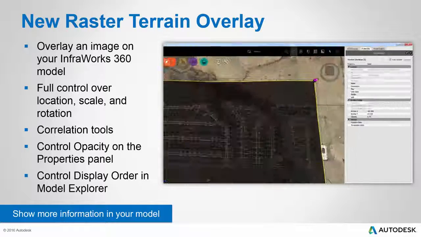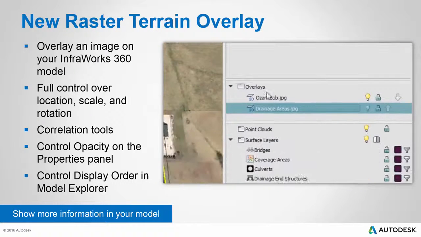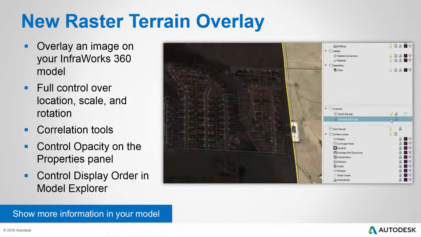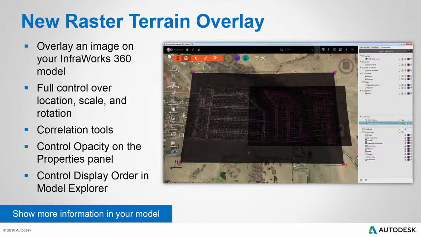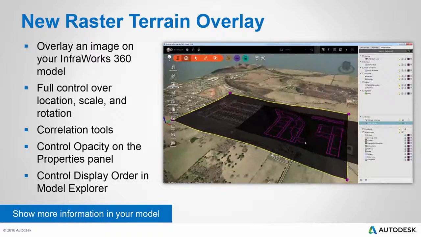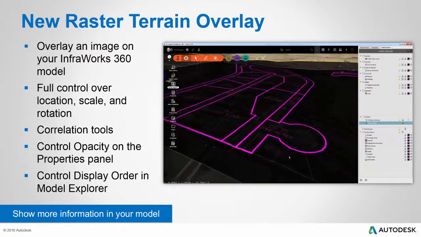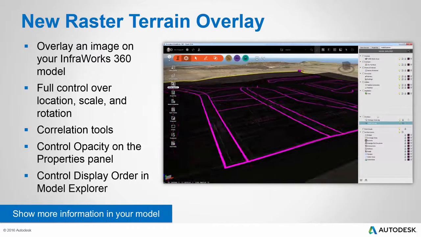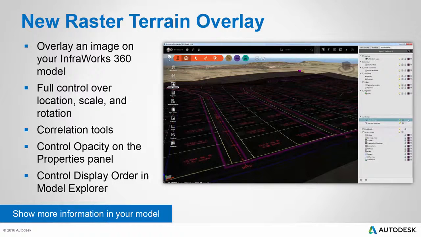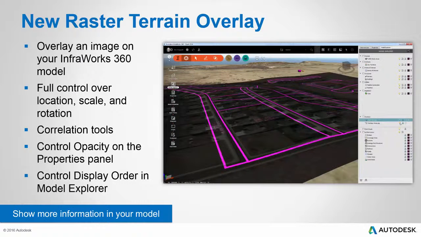You can also control the display order of your images using the Model Explorer panel in the software. This allows you to have multiple images in the model and bring them to the top, bring them to the bottom, and with that in combination with opacity, you can do a lot of interesting things with leveraging these overlays in the software. Here we see some drainage area data overlaid on top of the model and also on top of the parcel map that we pulled from Civil 3D. And you can imagine all of the different ways that you can leverage this capability to simply show more information in your model.